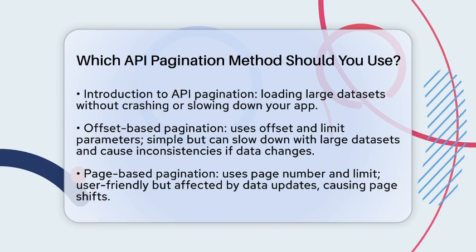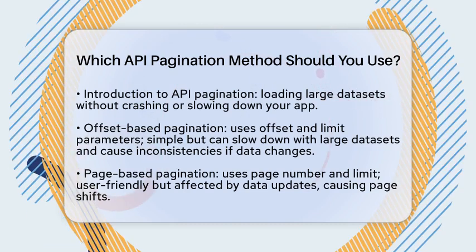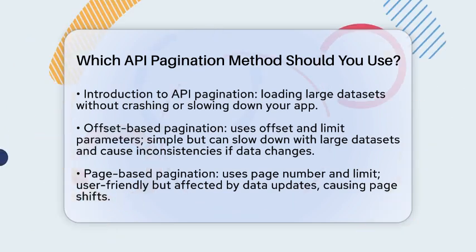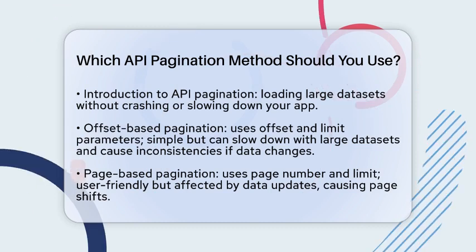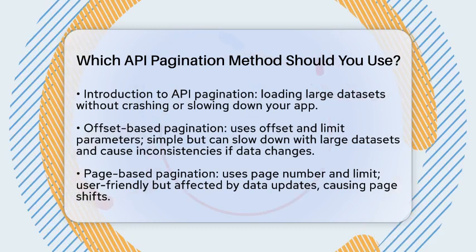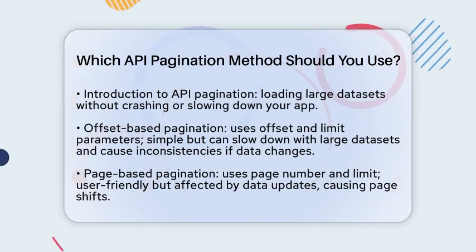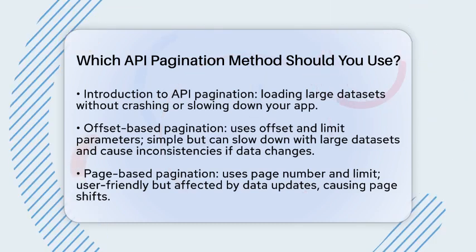First, let's look at offset-based pagination. This method uses two parameters, one called offset, which tells the API where to start, and another called limit, which says how many records to fetch. It's simple and easy to understand. If you want to jump to page 3, just set offset to the number of items before that page. This works well for small to medium datasets, like admin panels or small apps.